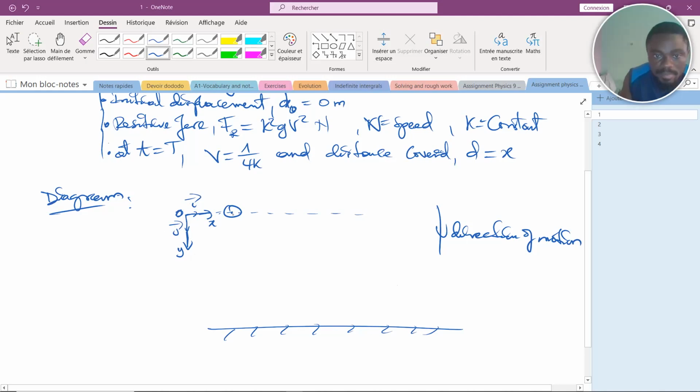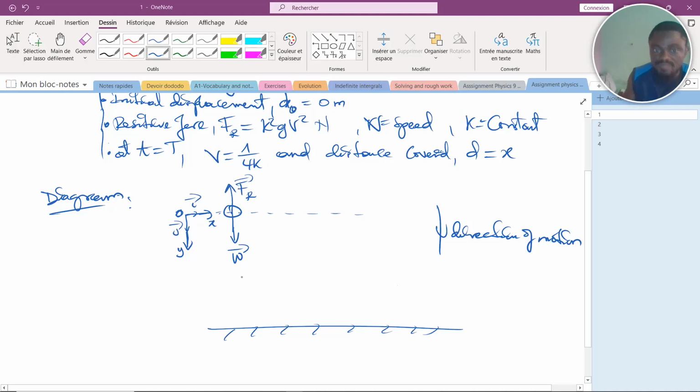From there, this is my particle. The particle has a weight W, and there is a resistive force Fr which acts against its motion, because since it's a resistive force, it will act against the motion. So the resistive force will act in this direction. I'll call this Fr.